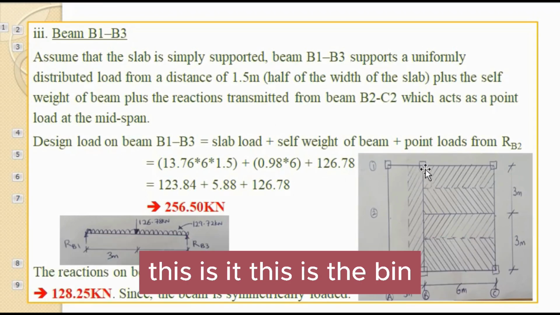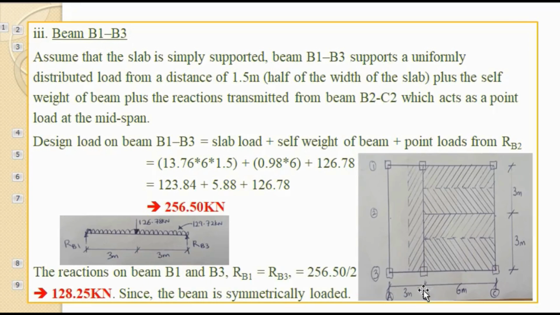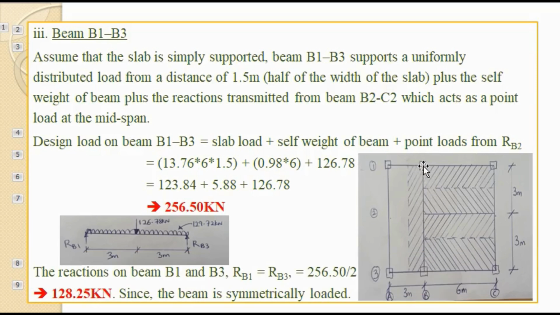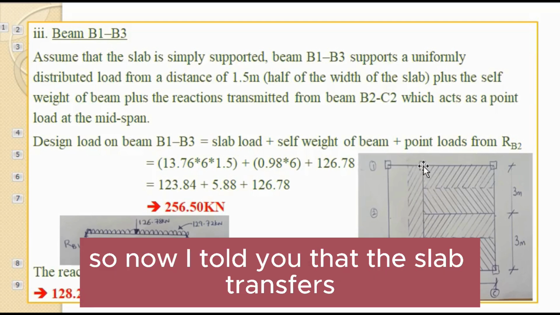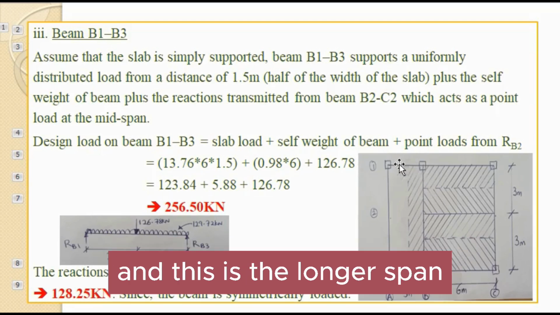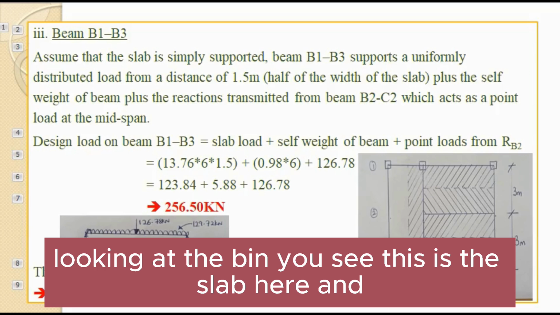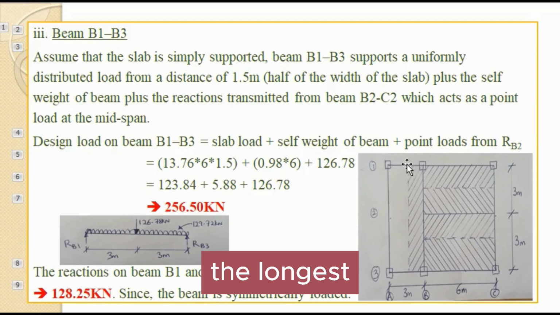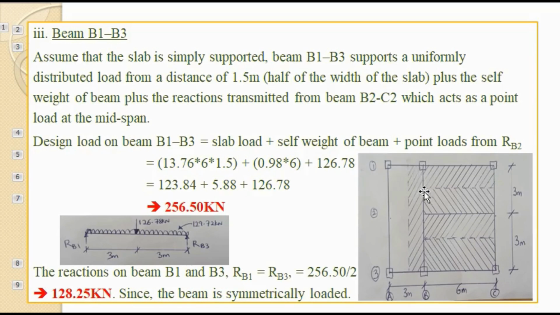This is it. This is the beam, B on grid line 1, so B1 to B3. So now, I told you that the slab transfers its load along the longer span, and this is the longer span. Looking at the beam, this is the slab here, and the longer span, we have this as 3 meters and this other part as 6 meters. So the slab transfers half of its load to this. That is why it is shaded like this. I hope we are understanding.